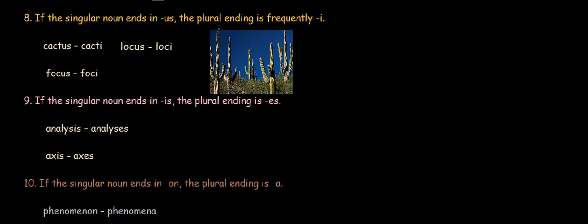So moving on to the eighth method. Now if the noun, that is singular of course, ends with US, the plural is frequently I. For an example, cactus, it ends with US. Its plural is cacti. Focus ends with US. You add I instead of US, it's foci. Locus, instead of the US, you can simply add I, loci.